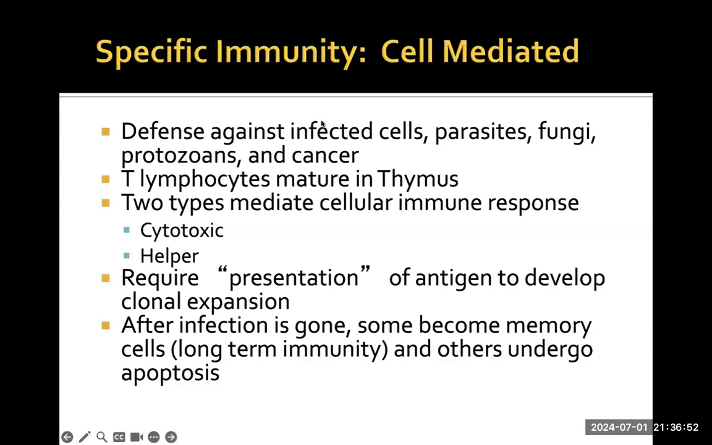When talking about cell-mediated immunity, you'll have defense against the infected cells, parasites, fungus, protozoans, and cancer. And the T lymphocytes are going to mature in the thymus. You'll have two types that are going to mediate cellular immunity: the cytotoxic T cells and then the helper T cells. You're going to require presentation, which literally just means I'm bringing this foreign thing to you, of the antigen to develop clonal expansion. And then after the infection is gone, some of them again are going to become memory cells and others will just die.